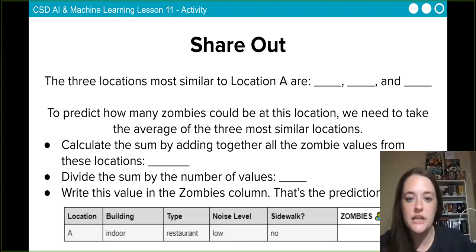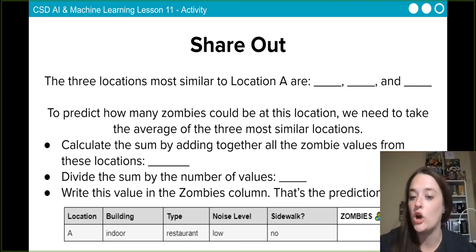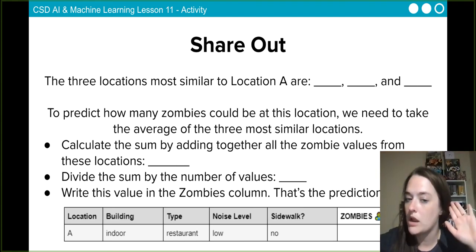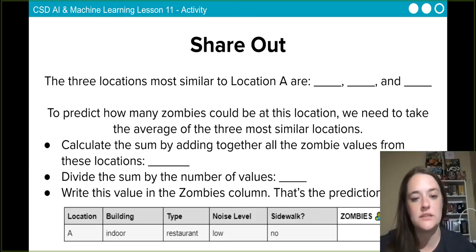The 3 locations most similar to location A are, don't put this on the discussion board, okay? Because it won't be as fun. Some people might try to look ahead and get the answers. To predict how many zombies could be at this location, we need to take the average of the 3 most similar locations. So, what is an average?